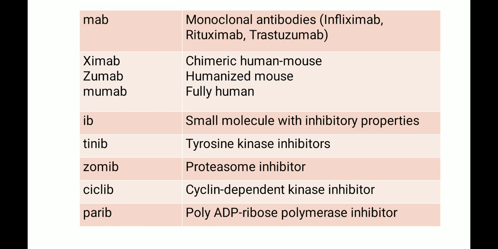So they will stimulate the immune system to attack those foreign cells. So the drug which has this ximab suffix is for chimeric human mouse, and zumab is for humanized mouse, and mumab is for fully human. Then ib, which ends with ib are small molecules with inhibitory properties. So if it is tinib it means tyrosine kinase inhibitors, and zomib means proteasome inhibitors, and ciclib means cyclin dependent kinase inhibitor, and parib is poly ADP ribose polymerase inhibitors. So using the suffixes, we can easily identify the function of drugs.